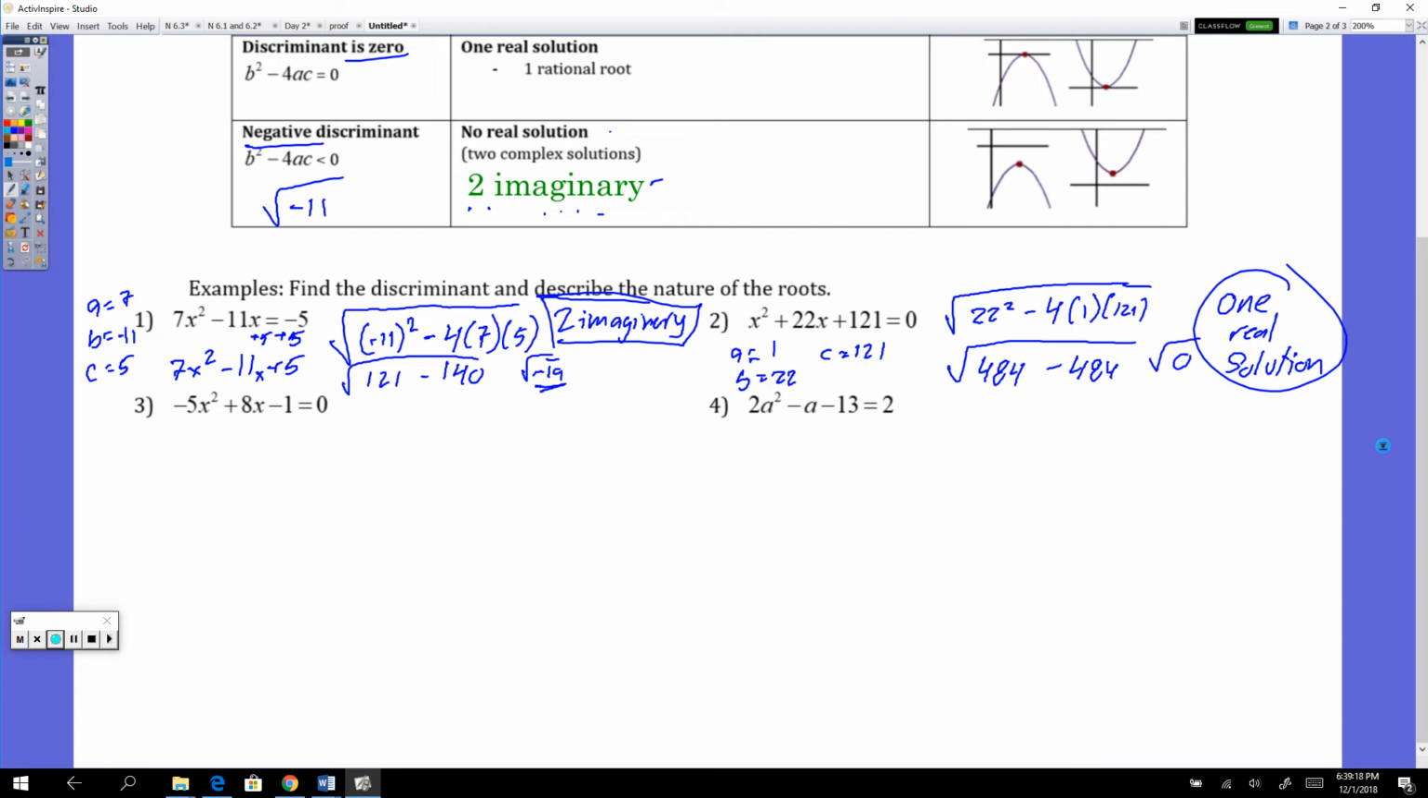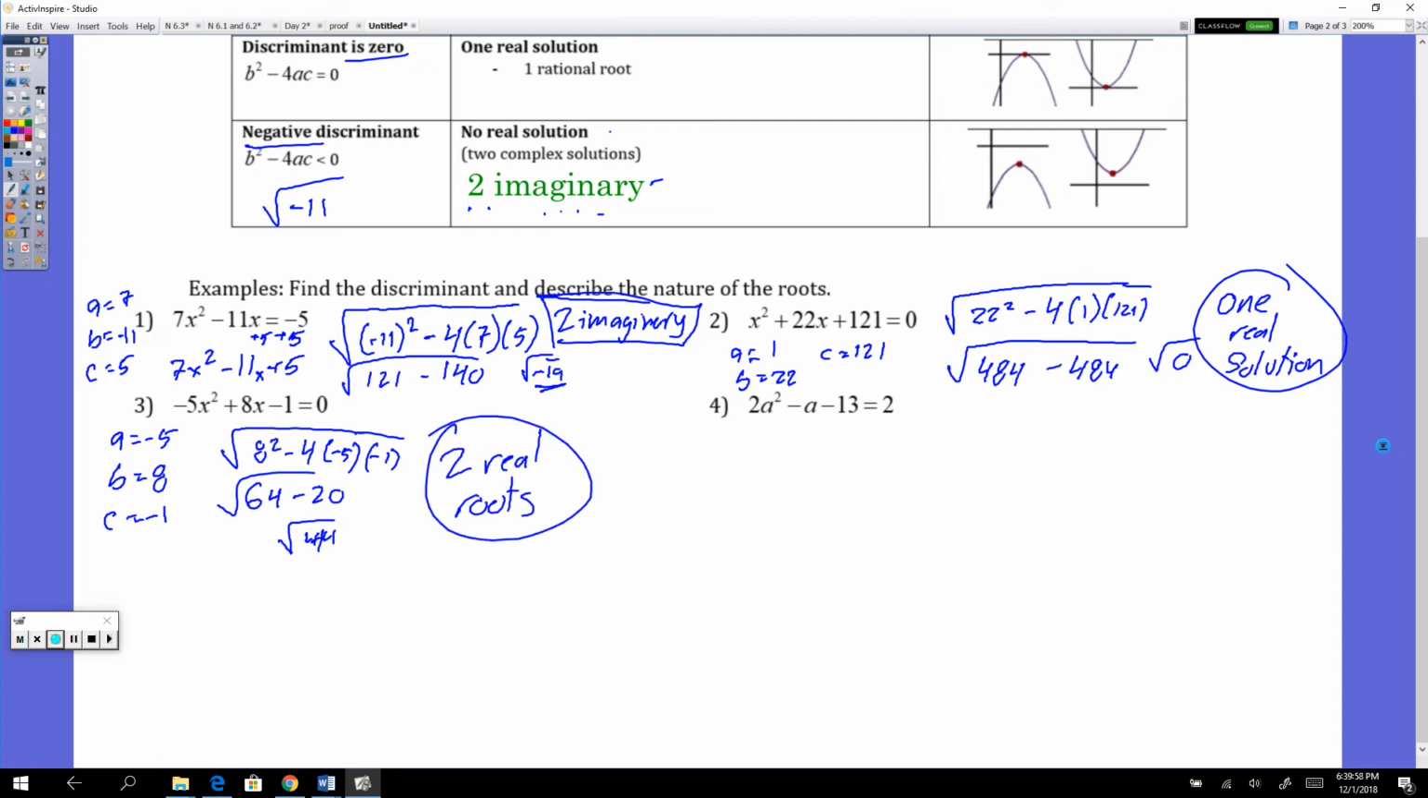Moving on, down on this one here, our A value is -5, our B value is 8, and our C value is -1. For that, using the discriminant, we're going to do 8 squared minus 4 times a times c. That is going to give us 64 minus 20, which gives me the square root of 44. Now again, you don't need to simplify the square root of 44. You just need to look at that and go, oh, that's a positive number. A positive number gives me 2 real roots, or 2 real solutions.